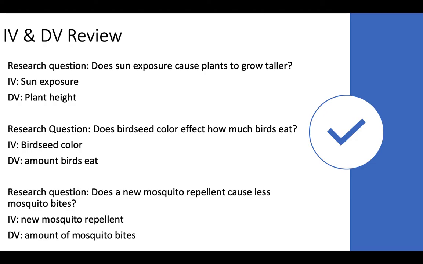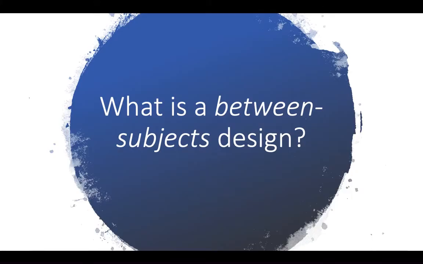Now, I know that's pretty basic review, but it's been a minute since we talked about independent and dependent variables. I just wanted to get you guys back in the swing of talking about them. So now let's talk about a between subjects design and what it is. Well, specifically, it's a type of experimental design.